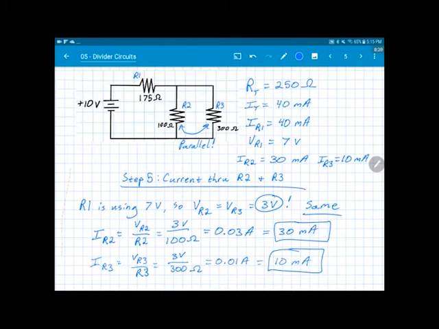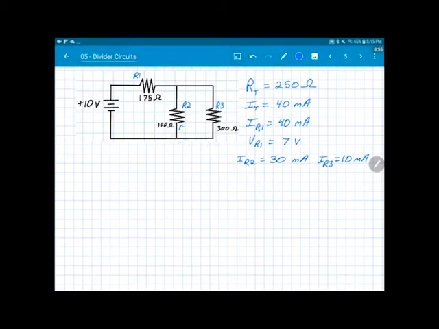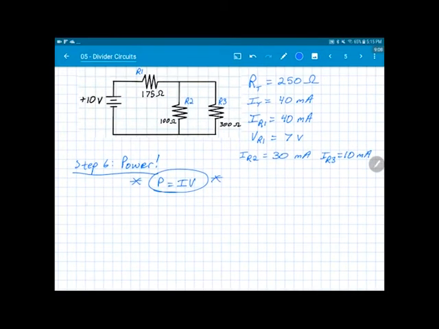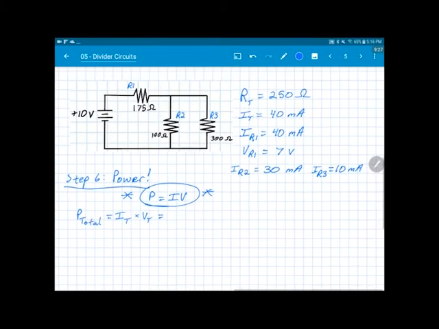All right, so we're almost done. The last step here is I want to find the power. All right, so I'm going to start by finding the total power. And remember that power is equal to the current times the voltage, and we're just going to use this a bunch of times here. So if I want total power, I need total current and total voltage.